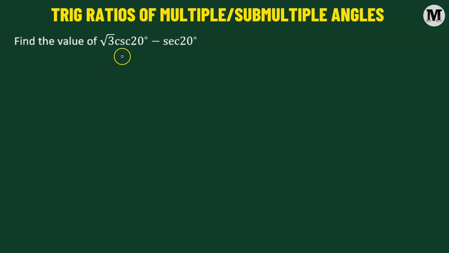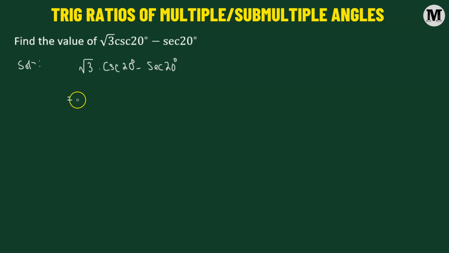So here we need to find out the value of square root of 3 times cosecant 20 degree minus secant 20 degree. Let us begin. We'll start with our given trigonometric expression. We have square root of 3 multiplied to cosecant of 20 degree minus secant of 20 degree.